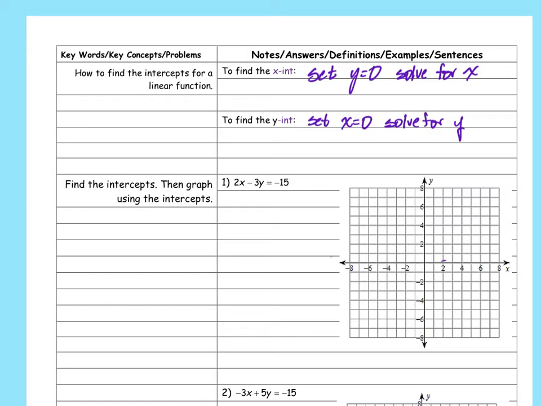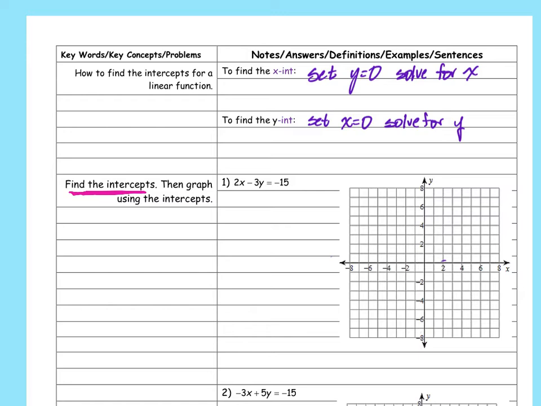All right, so we're going to find the intercepts on this equation, and then we're going to graph it using the intercepts. Graphing using the intercepts is really easy once you find them, but the main part they want me to be able to do is actually find the intercepts. Can I find them algebraically without looking on a graph? Basically, that is what it's asking.